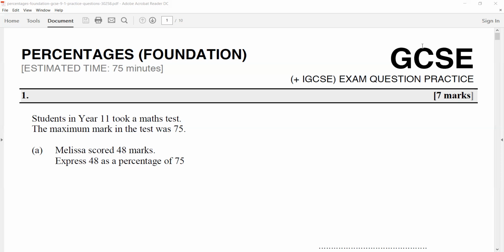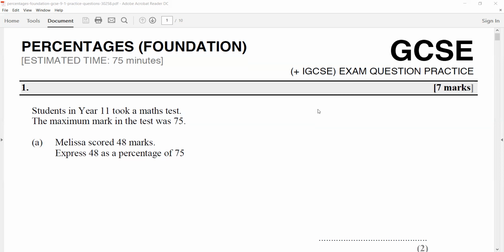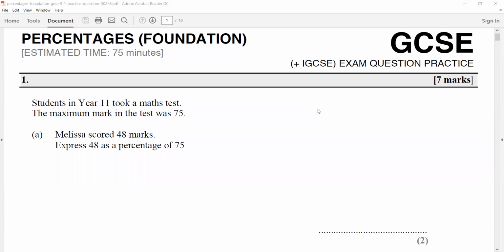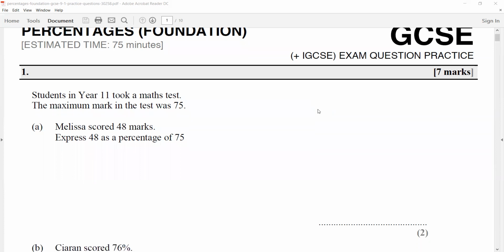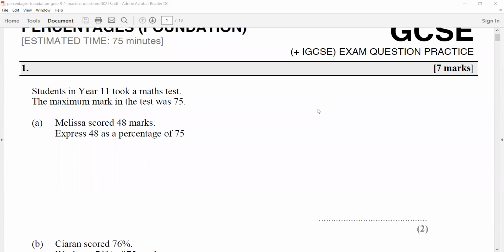So first question then we've got, students in year 11 took a maths test. The maximum mark in the test was 75. Okay, so we've got our total. What it then says is Melissa scored 48 marks. Express 48 as a percentage out of 75. So Melissa scored 48 marks out of 75. So there's our fraction.